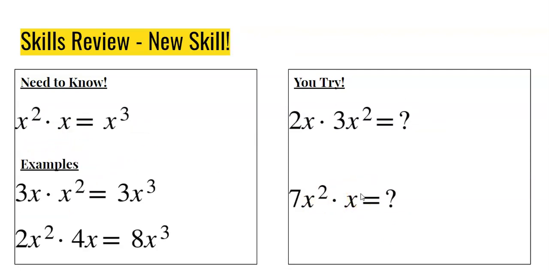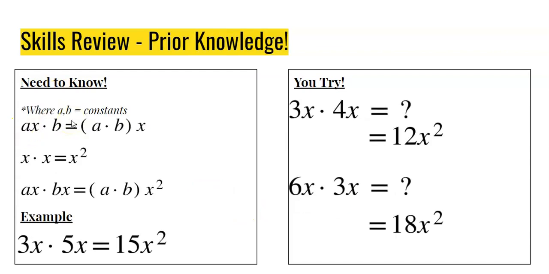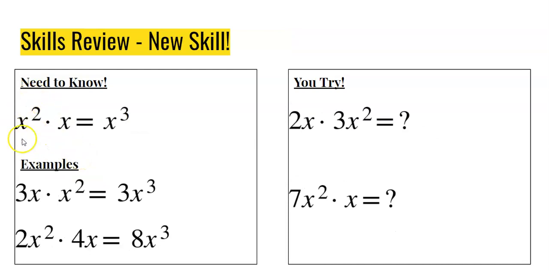Now the new skill we're going to learn this lesson is x squared times x. Previously we learned that x times x is x squared. Well, in this case, if you start with an x squared and multiply it by an x, you're going to get something we call x cubed. Similarly, when we have x to the power of 2, we call it x squared. If we have x to the power of 3, we call it x cubed.